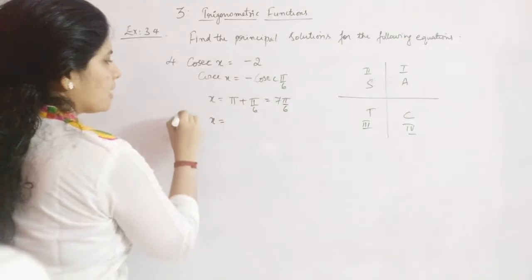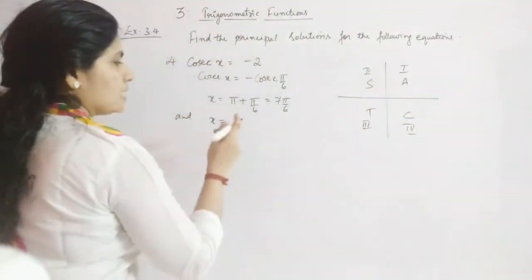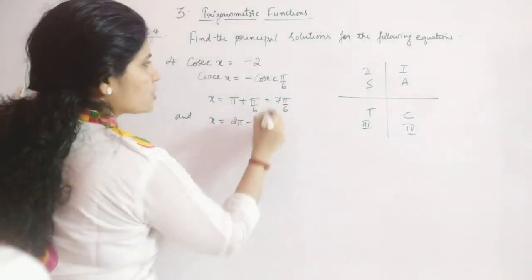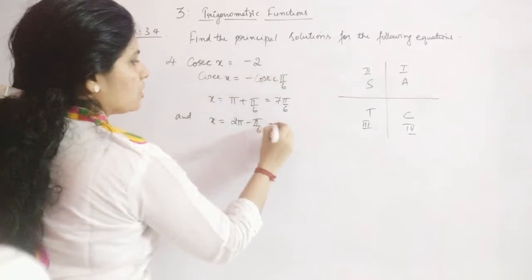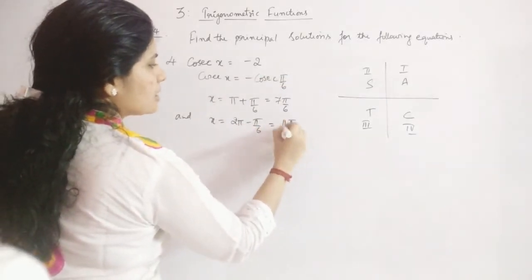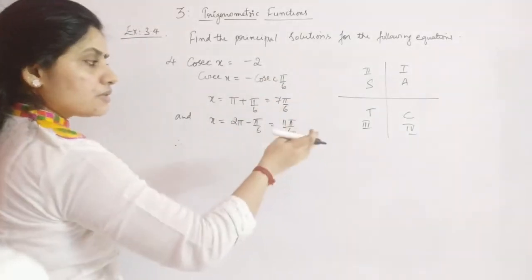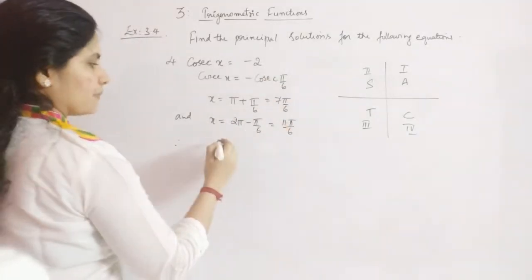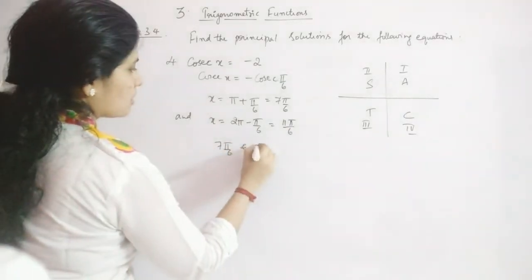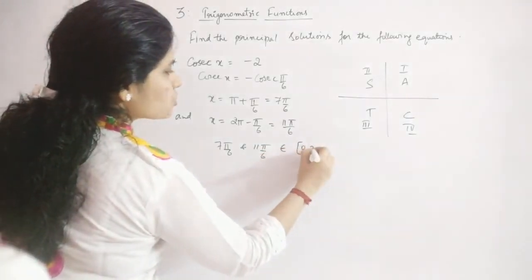Again you have one more value, in your fourth quadrant it will be negative. That means you have to write it as 2 pi minus that value which you are getting after comparison. So how much you will get? 2 pi, this is 12, minus pi, which is 11 pi by 6. Okay, therefore both the values are in between 0 and 2 pi. Now 7 pi by 6 and 11 pi by 6 both belong to closed 0, 2 pi open.